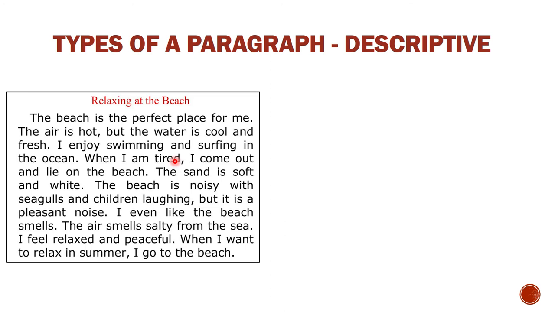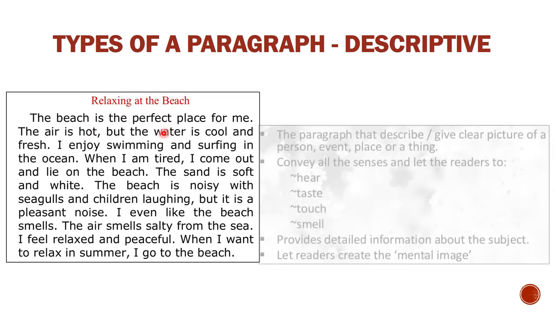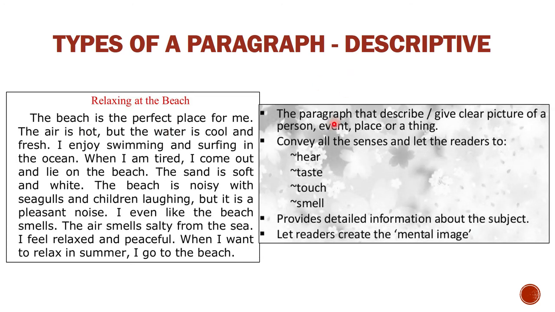So you have to read this, and you will get to know that over here, the person who's relaxing at the beach gives us the whole picture of the beach, how it looks, how that person feels, what the scenery around is, why it is so soothing. See? So this is what he tells us, and we see that that paragraph, which is descriptive, describes or gives a clear picture of a person, event, place, or a thing.